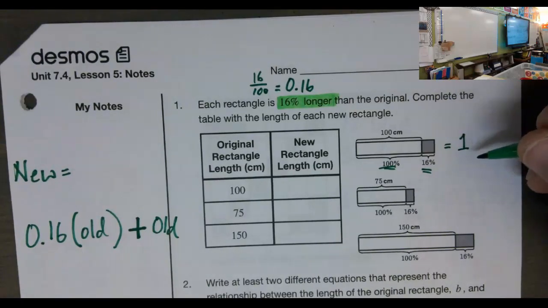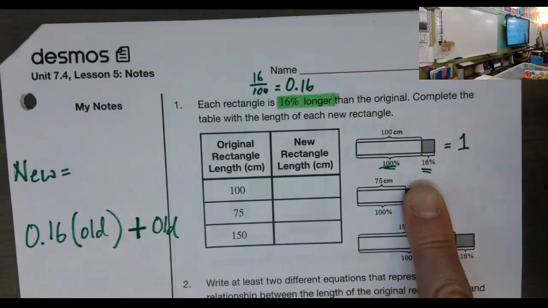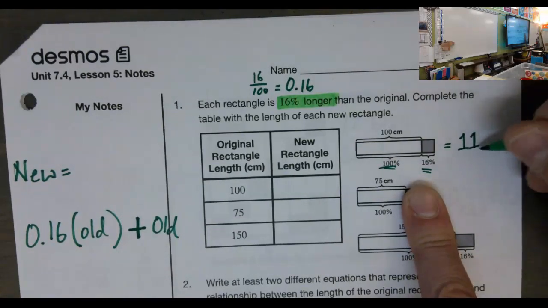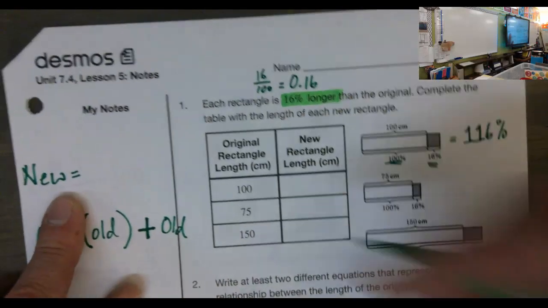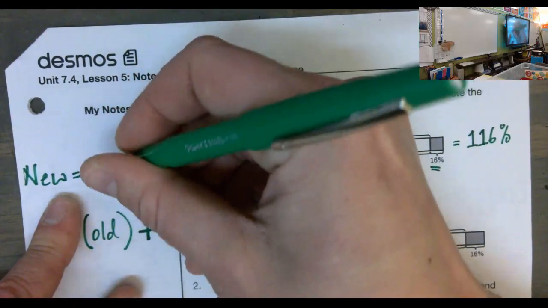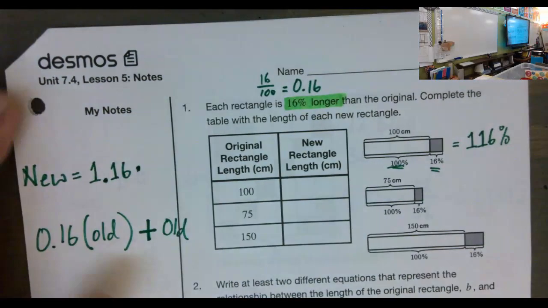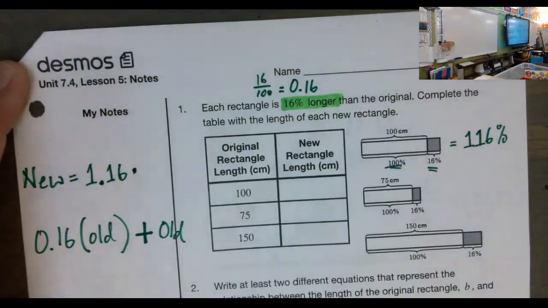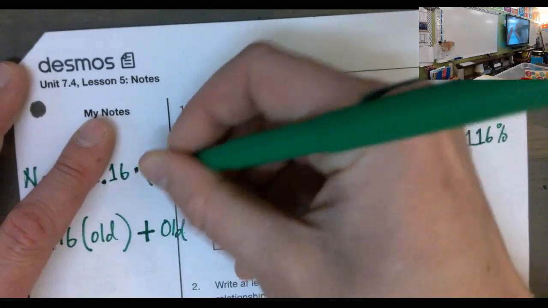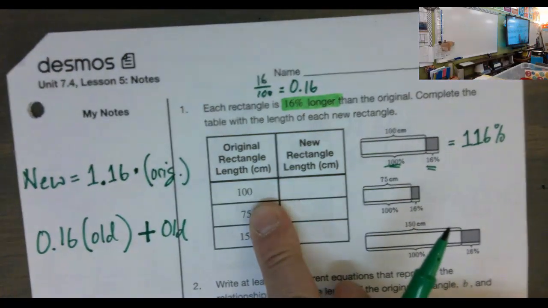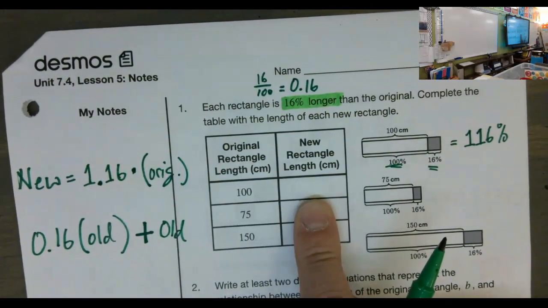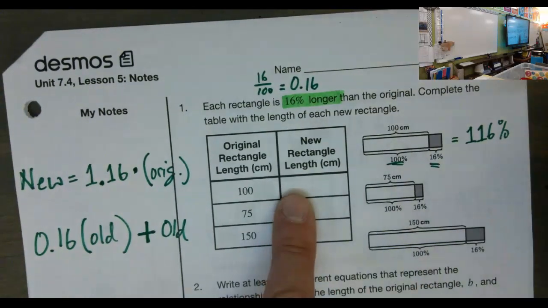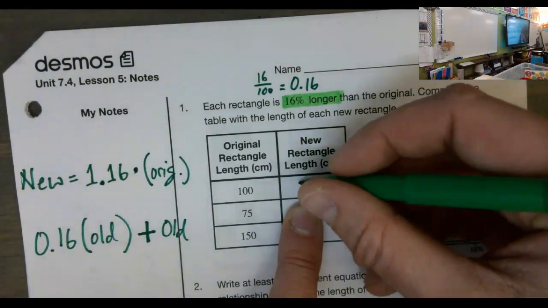If I had 100% and I added 16 on, what percent are we actually at? 116%. How do I write 116% as a decimal? Raiden? 1.16, or 1.16 times whatever the original is. So here, 1.16 times 100, what do we get? Yeah, 116, because literally 16% would just add on 16.